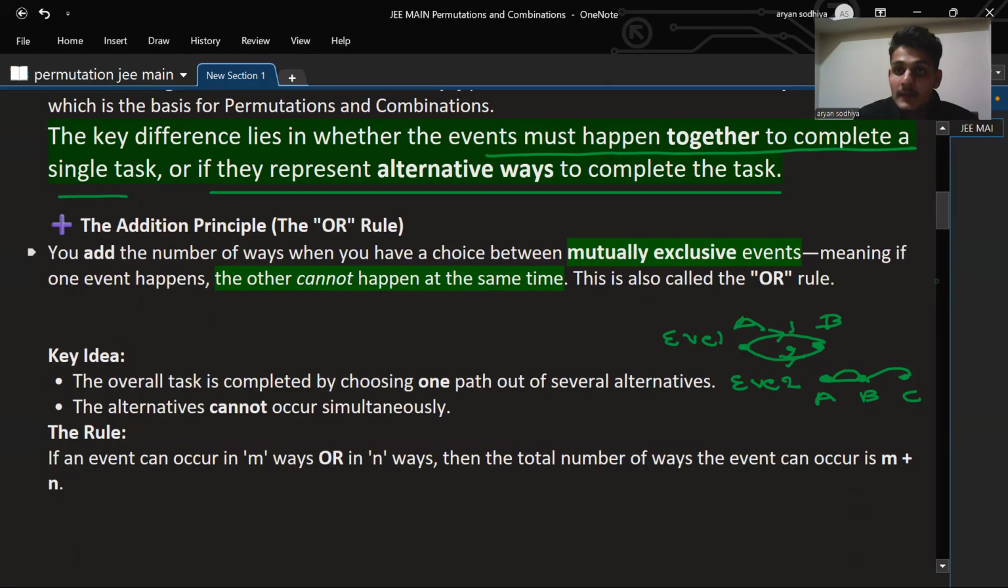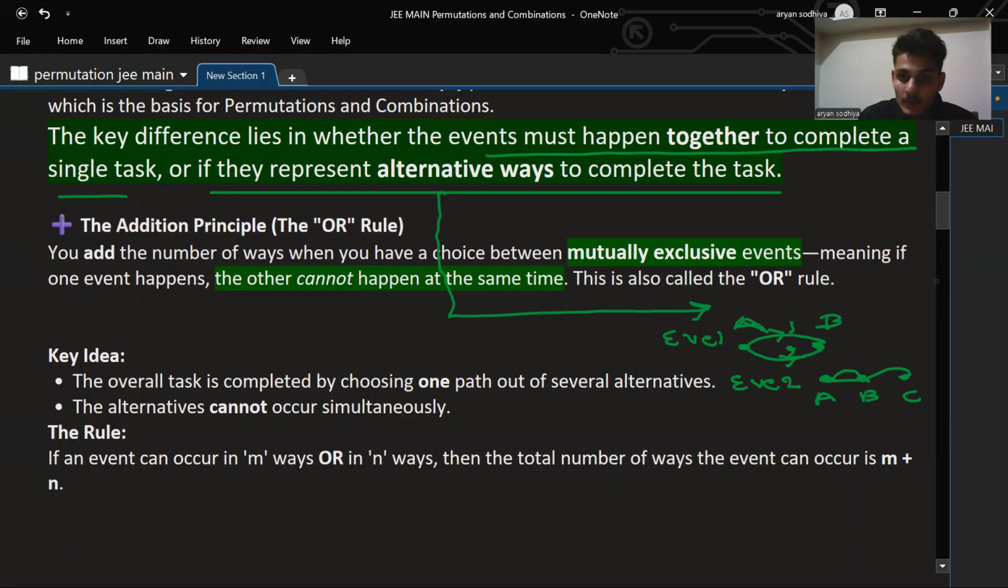So, whether the events must happen together: do one and two need to happen together to complete this task? This is a task where I want to go from A to B. Is there a need to complete both one as well as two? I would say no, only one is sufficient. So this line is applicable here: if they represent alternative ways to complete the task. So these one and two represent alternative ways to complete the task.